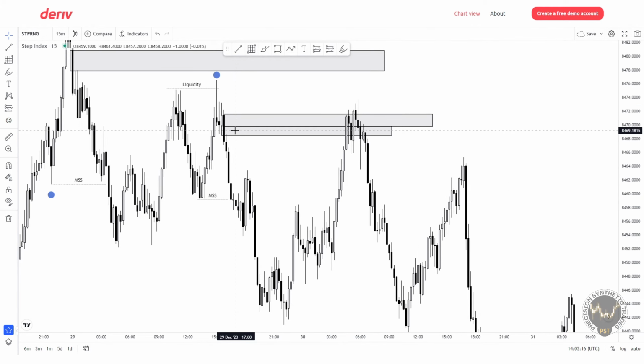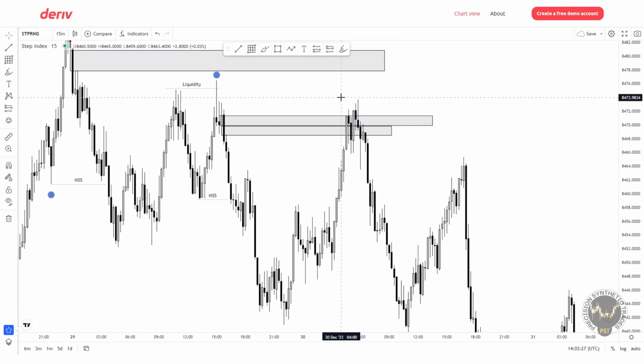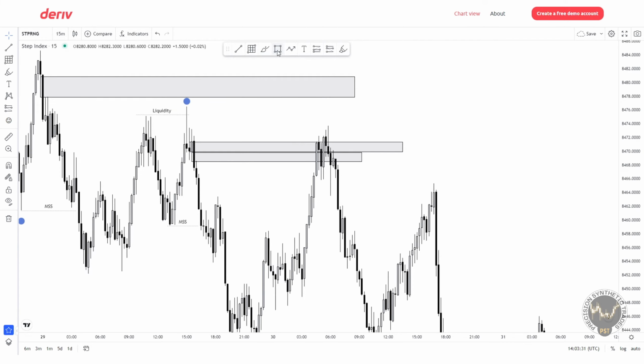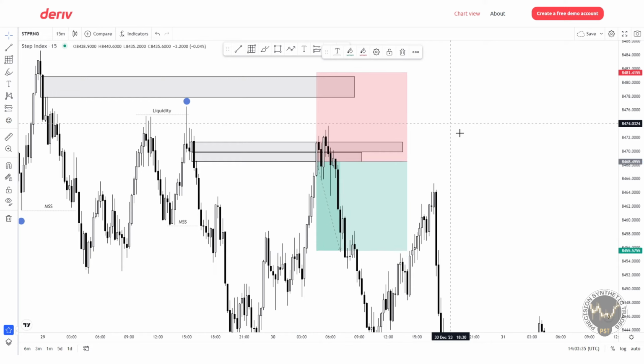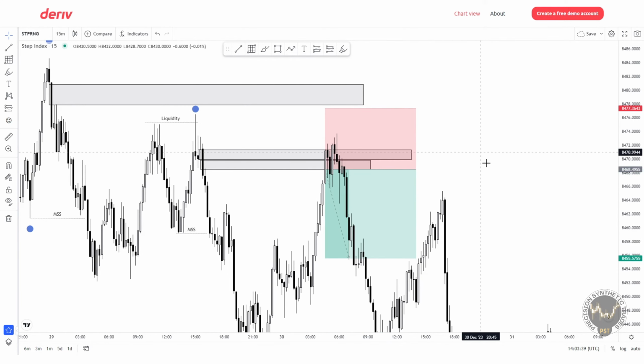We have a fair value gap. We have an order block. There we go. As you can see, we have an order block there. Let me just put it nice and neatly for you. There we go. Price came. It tagged us in. Stop loss above this high.